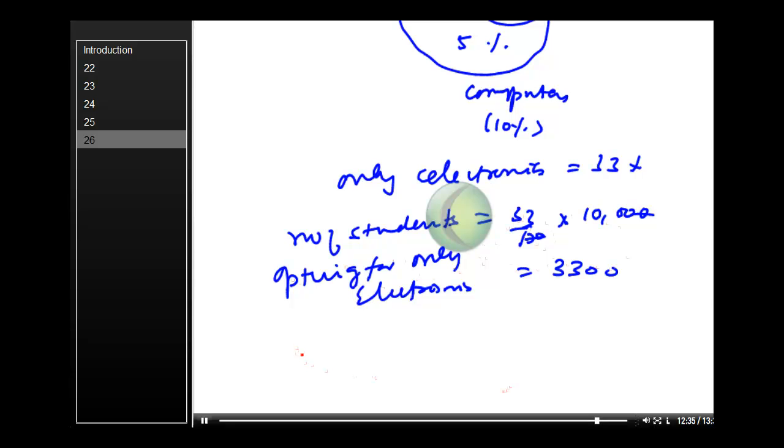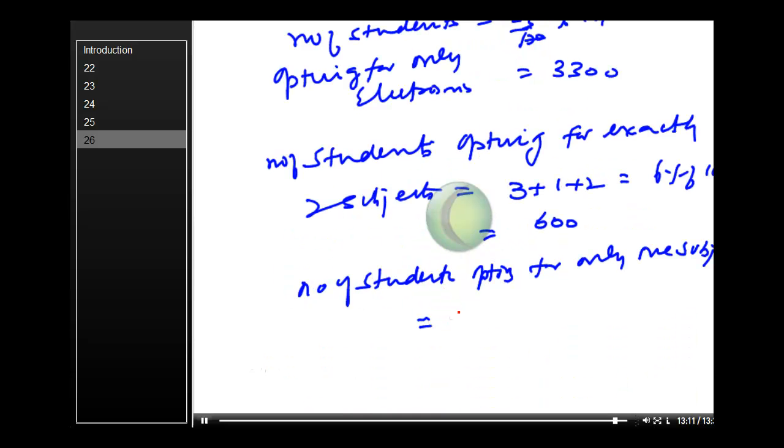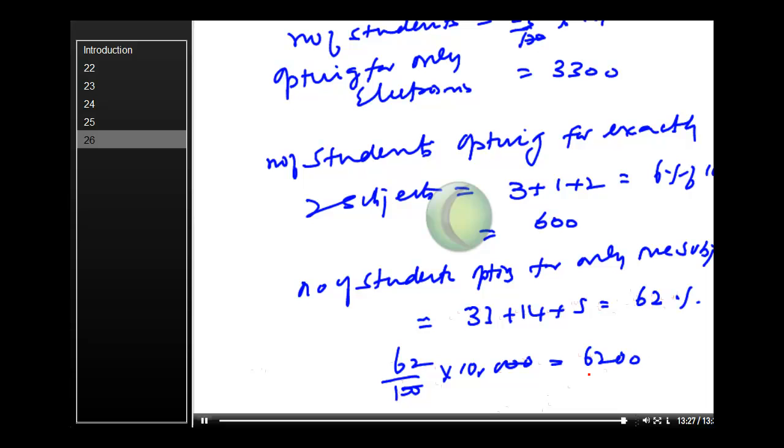any number of questions. If I say number of students opting for exactly 2 subjects will be 3 plus 1 plus 2, that will be 6% of 10,000, that will be 600. Number of students opting for only 1 subject will be 33 plus 14 plus 5, that will be 62% of 10,000, which will be 6,200. So any number of questions can be asked by looking at the numbers in the diagram.